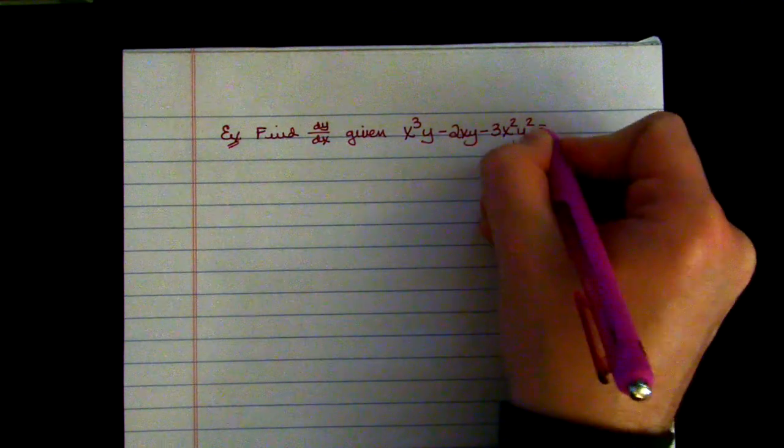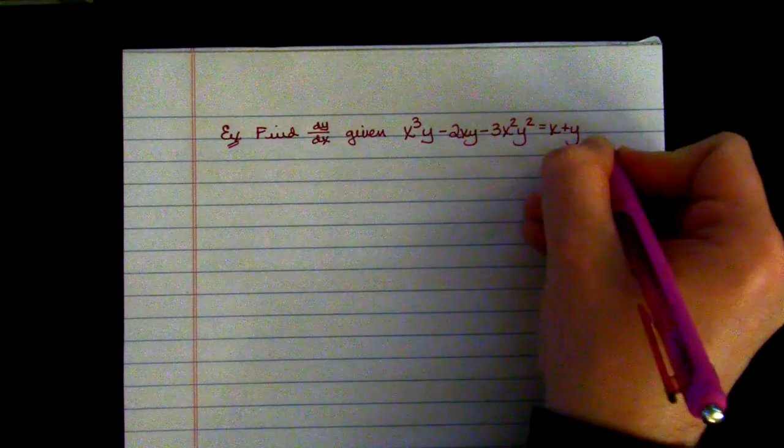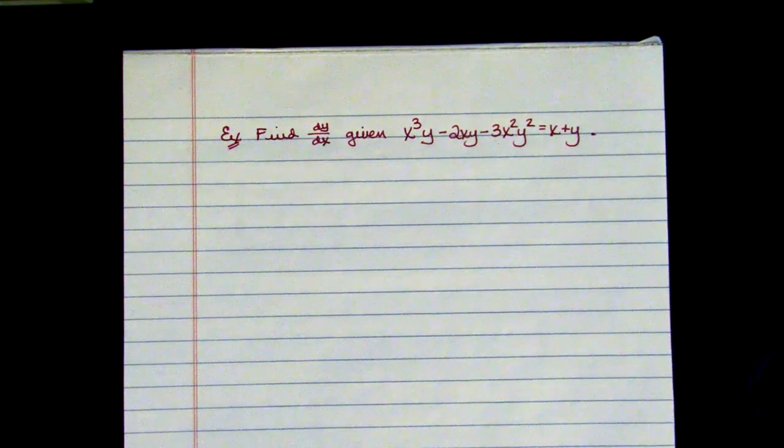Let's take a look at another example. I told you there'd be 3 examples in this video. Let's take a look at this problem. I want to find dy dx given the implicit formula x cubed y minus 2xy minus 3x squared y squared equals x plus y. I would like you to copy that down, and when you're done, head over to Desmos, graph it, and let's see what this thing looks like.